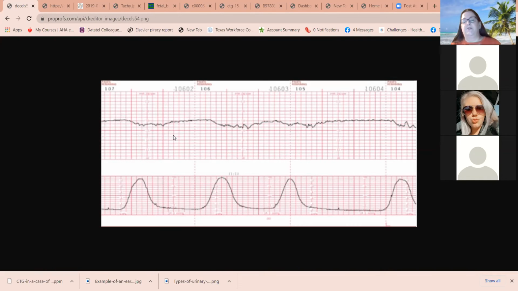What category is this strip? Go back and review the guidelines for a category 3 strip. Okay, this is category 2. Remember that a category 3 strip is no variability and decels or no variability and bradycardia, or a sinusoidal pattern. So if they have any variability, it's going to be a category 2, either category 1 or 2, okay?